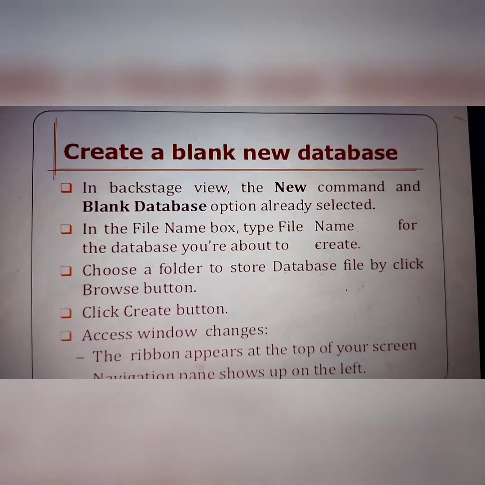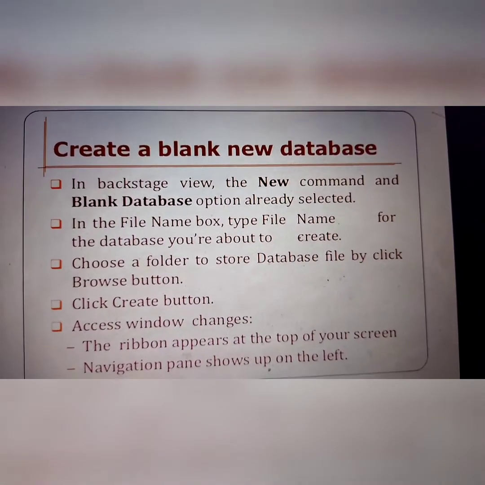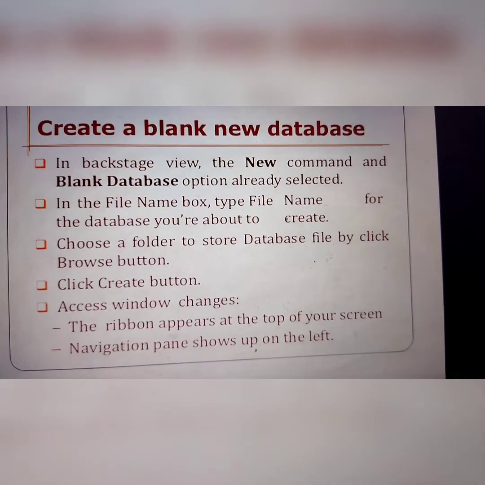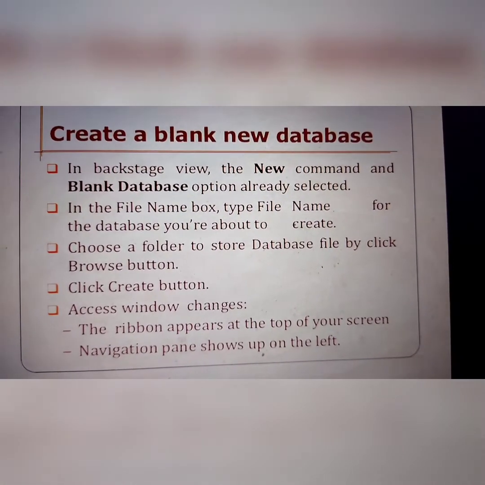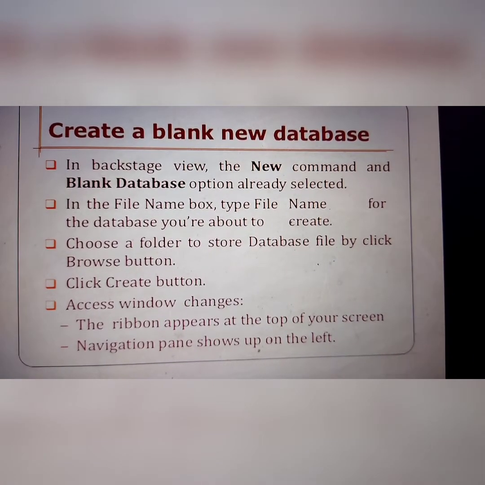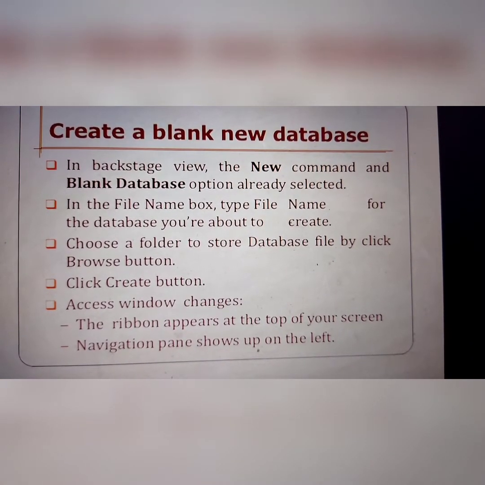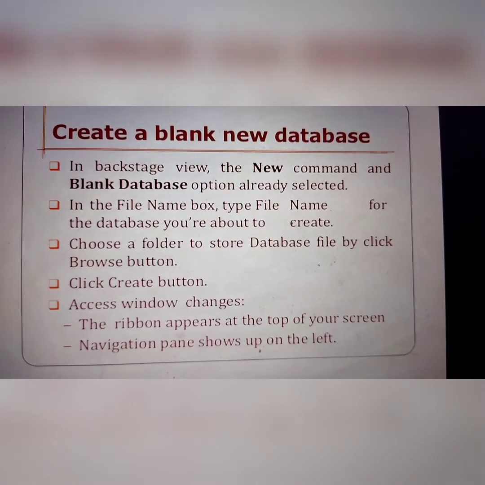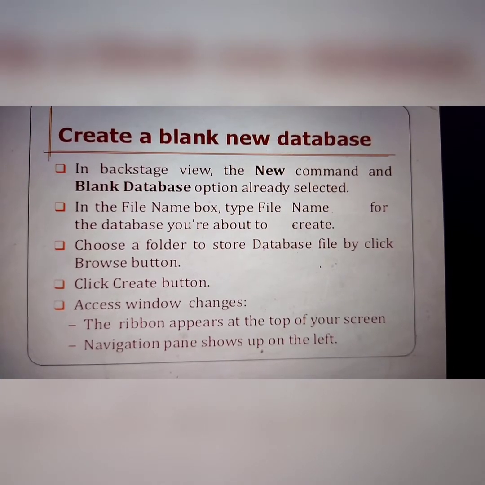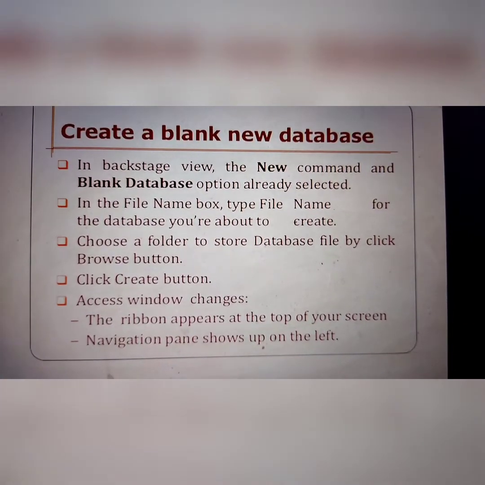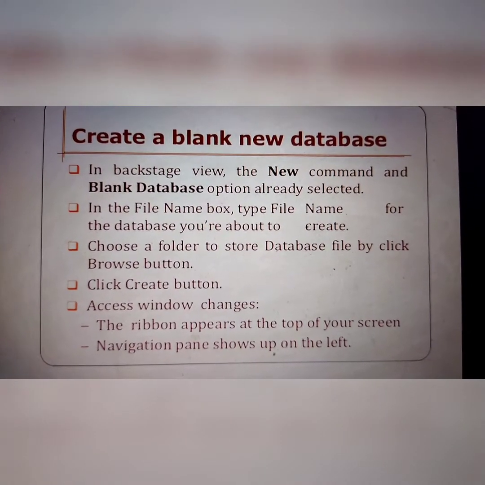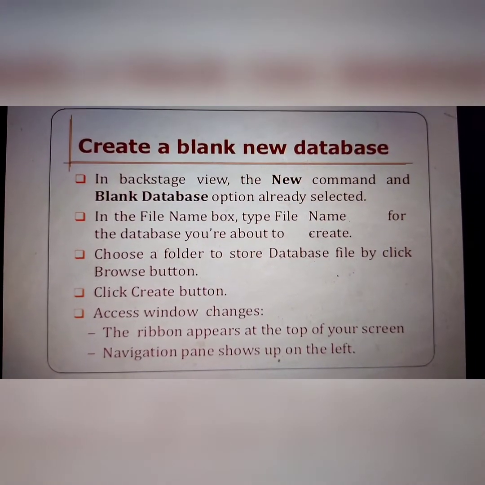Now you can see the process of creating a blank new database. In the backstage view, first of all go to the New command, and the blank database option is already selected. Then in the file name box, type the file name for the database to create, then choose a folder to store the database file by clicking the browse button. After you click the create button, the Access window changes. The ribbon appears at the top of your screen and the navigation pane shows up on the left side. So this is the process of creating a blank new database.